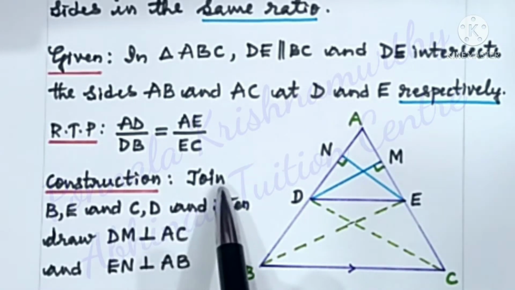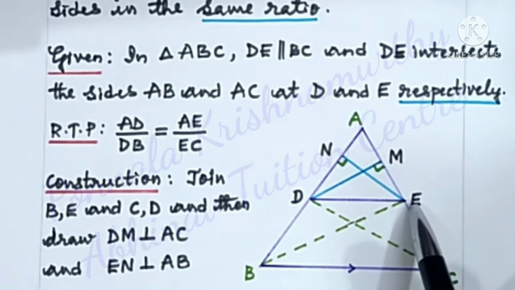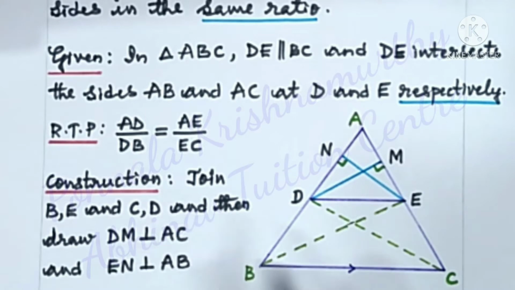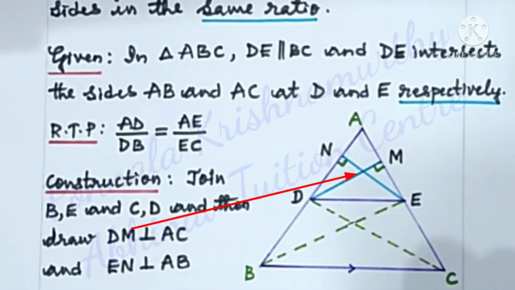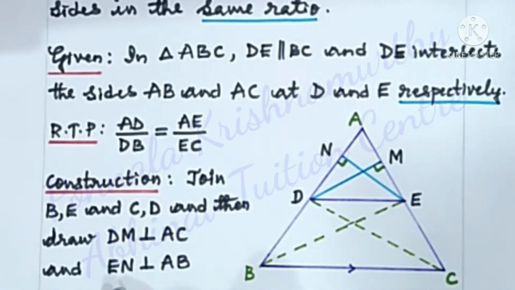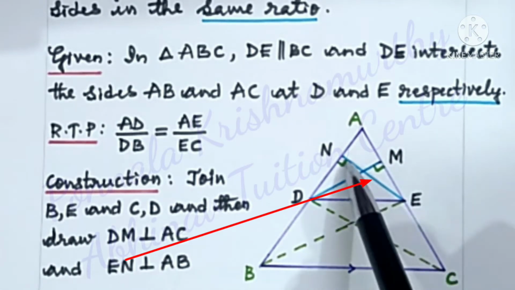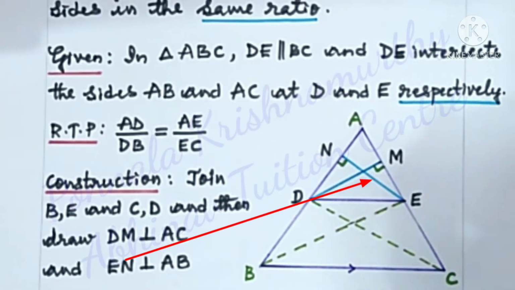Construction: Join BE and CD, and then draw DM perpendicular to AC, here we have 90 degrees, and EN perpendicular to AB, here we have 90 degrees.